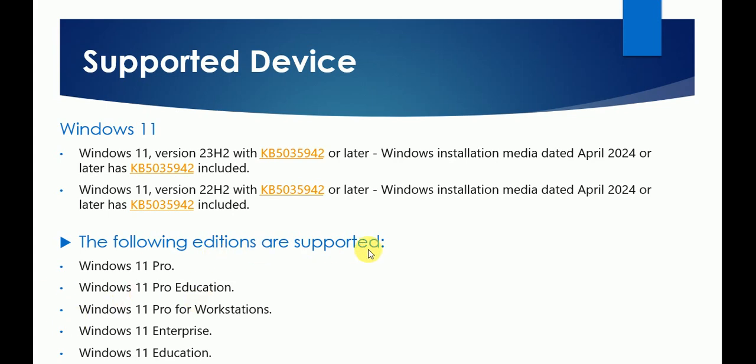The following editions are supported: Windows 11 Pro, Pro Education, Pro Workstation, Enterprise, and Education. As you can see here, Home edition is not mentioned because Home edition is not supported by the Autopilot process. The reason behind this is Home edition cannot be joined to Entra. Home edition can only be registered in Entra, and Autopilot directly adds it as Entra joined, not Entra registered. That is the reason Autopilot won't support the Home edition.